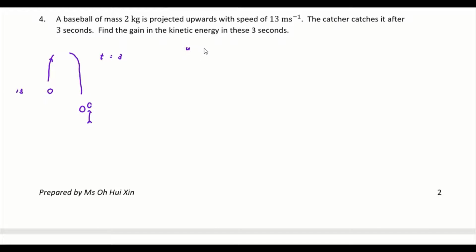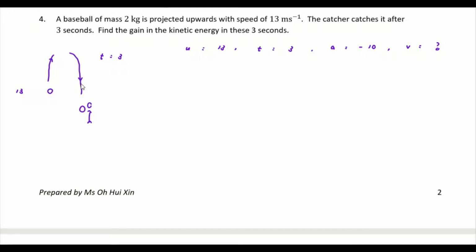So u is equal to 13, and the time taken for the whole process is 3 seconds. We want to find the final velocity, right? The ball is moving up, so the acceleration is -10, and the velocity is what we want to find. You should expect that the velocity you get should be a negative value. It's possible that it is projected upwards and the person catches it at a height here, but in a sense of logic, it must be going down, so the v that you get is a negative value.